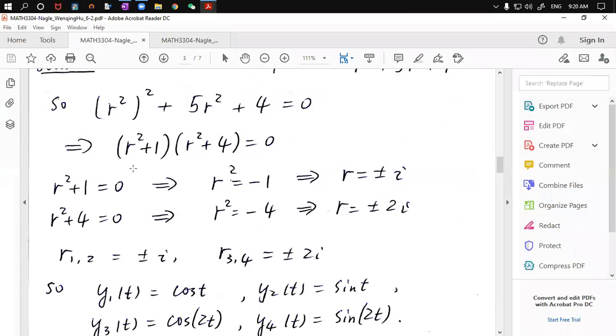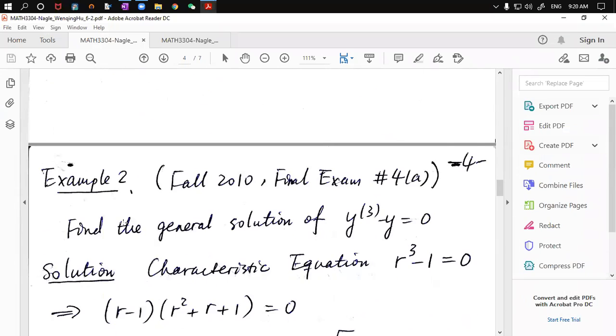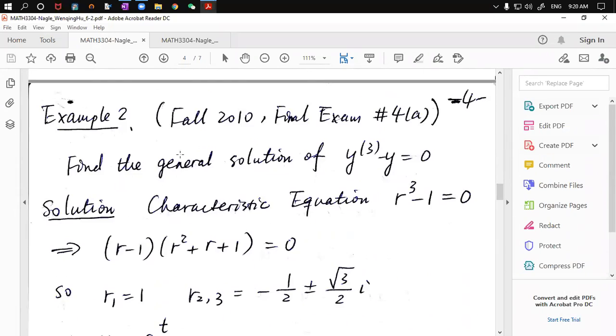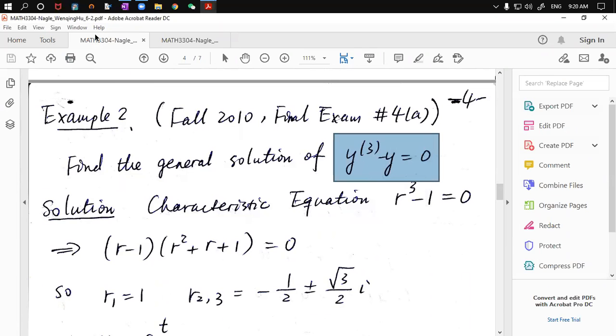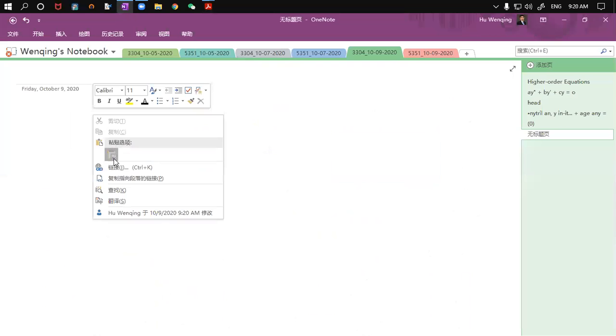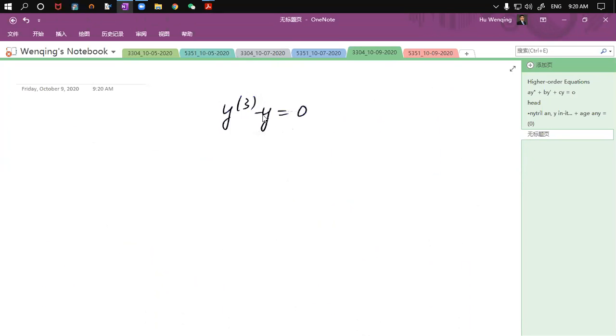Okay, so this is how these exercises go. Let's look at some other equations. What about this one? Can you find the general solution of this one? y cubic derivative minus y is equal to 0. Again, you want to find a general solution. How are we going to do this one?